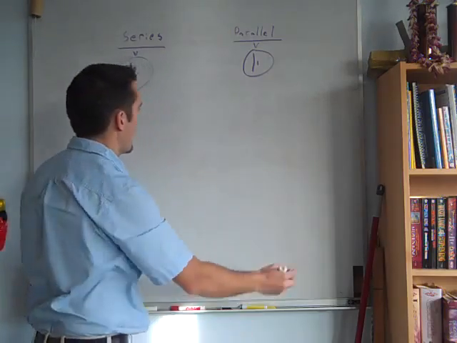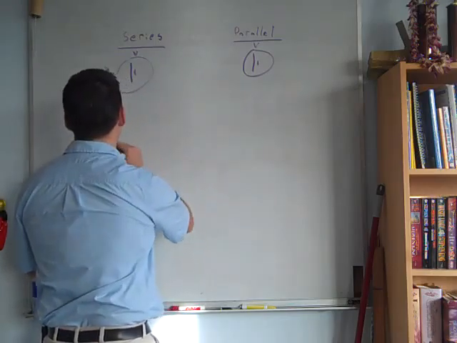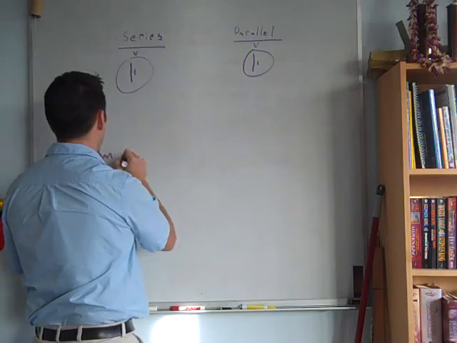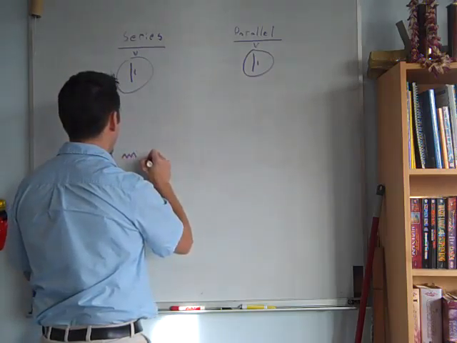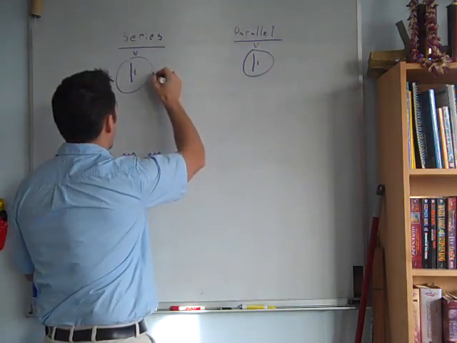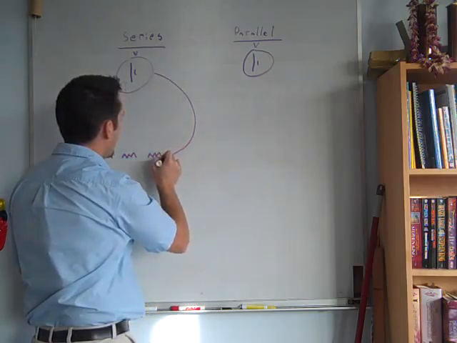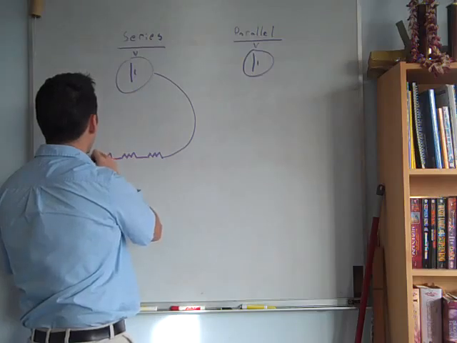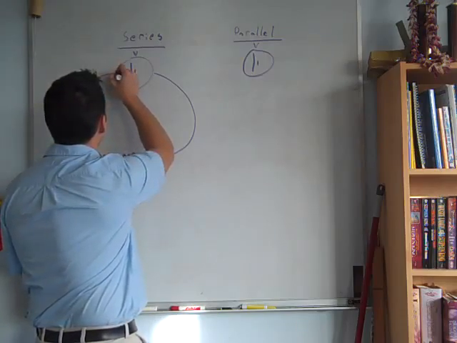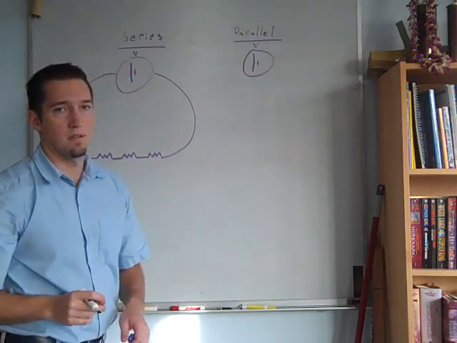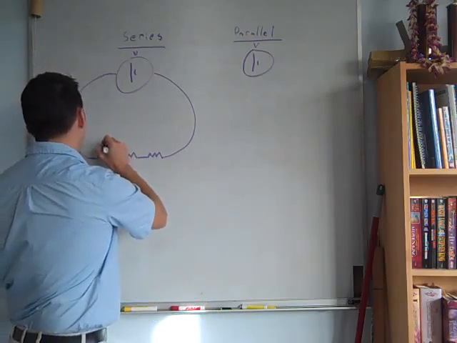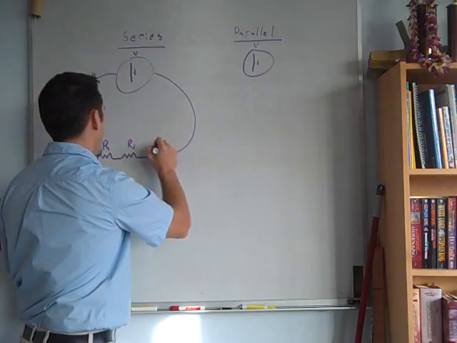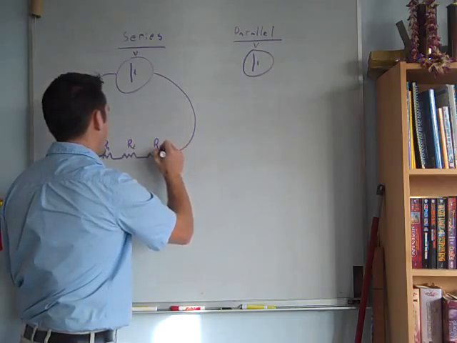A series circuit comes down here, and now let's take a series of resistors, and we're going to connect them end to end like this, and then come back up through here. So we have R1, R2, and R3.